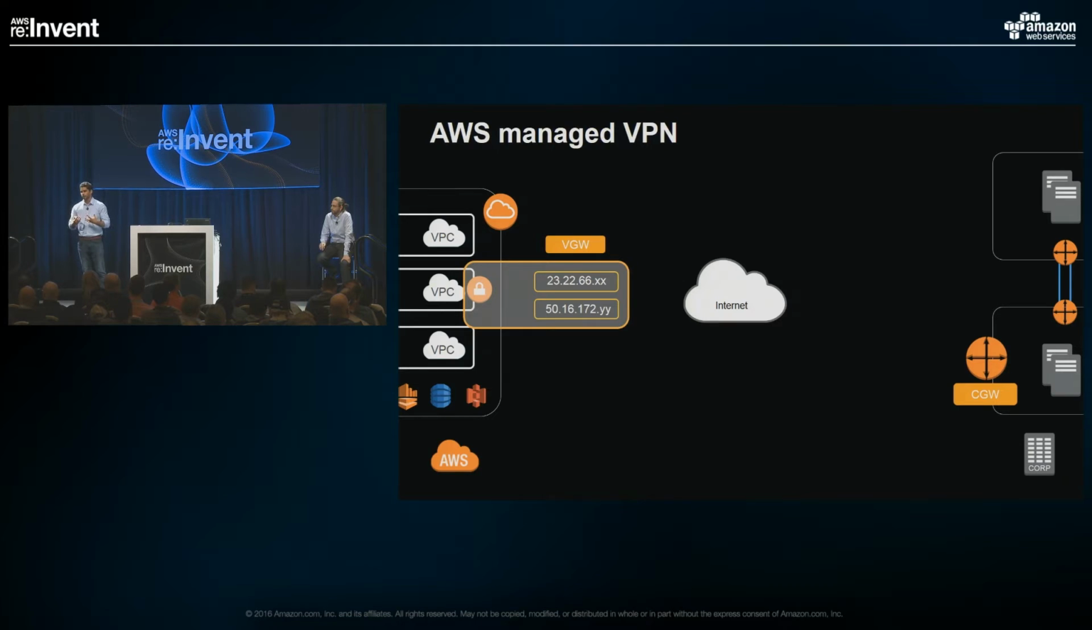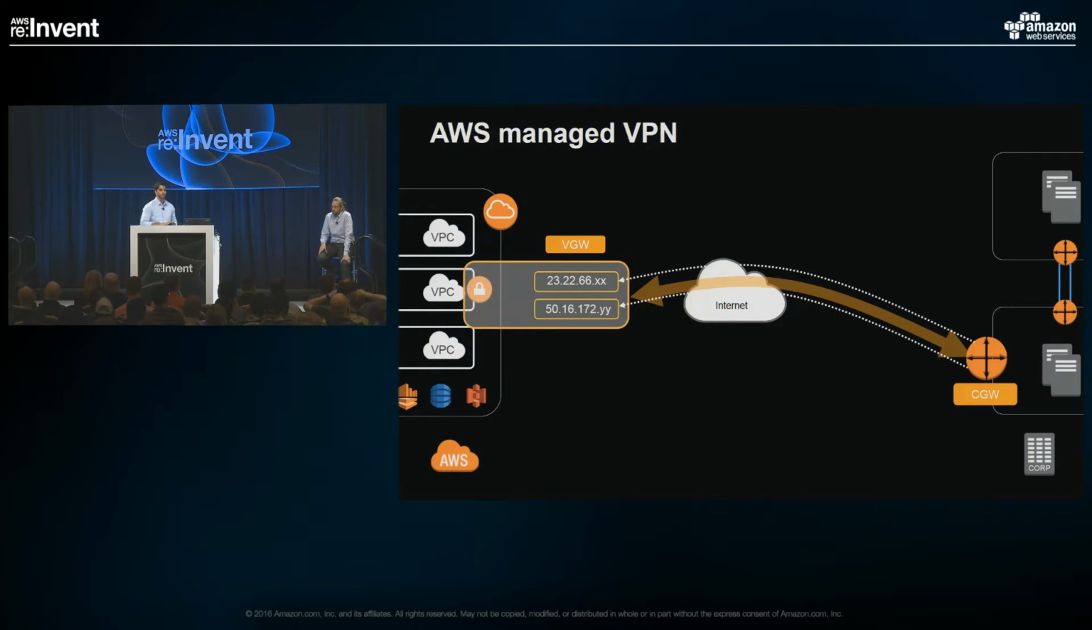Now, if you look carefully at the VPN configuration file you download from the AWS Management Console, you'll see that the virtual private gateway is represented by two publicly routable endpoints. This is how we achieve high availability. So when you create the VPN connection, you're actually creating two VPN tunnels, one per endpoint.